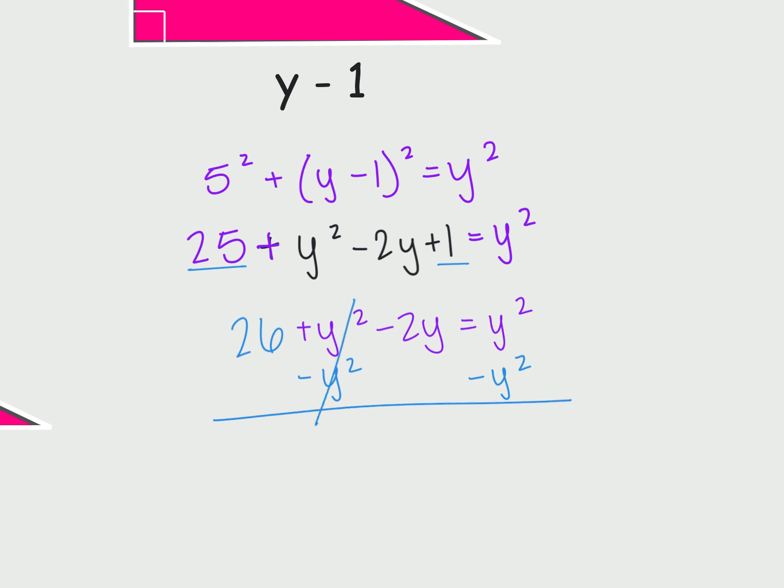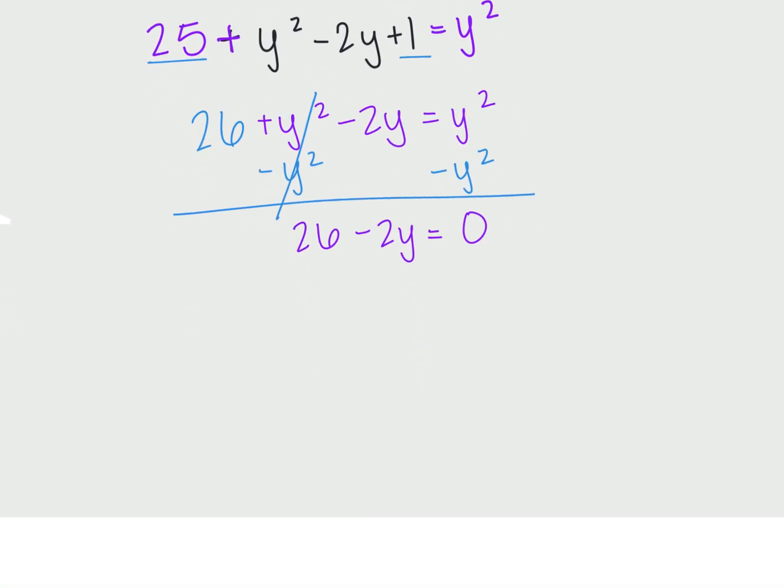So I'm going to have 26 minus 2y equals 0. Again, I'm trying to get y by itself. Now what can I do? Good, I'm going to add 2y to both sides of my equal sign. I'm then going to have 26 equals 2y.